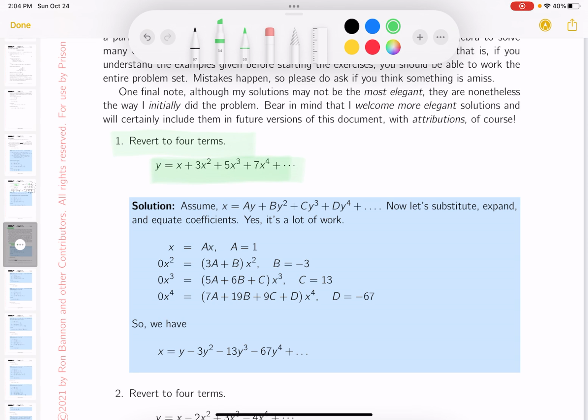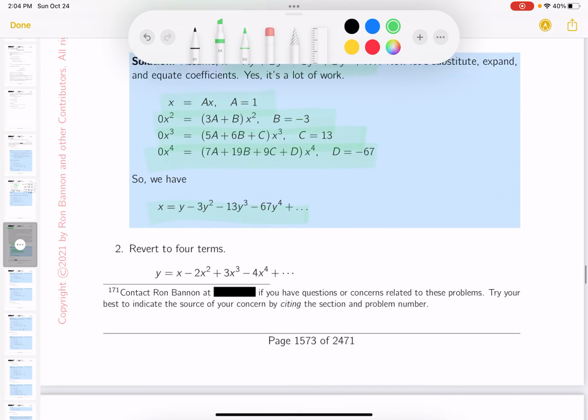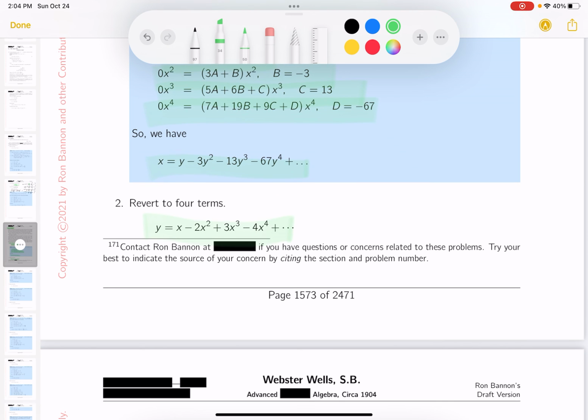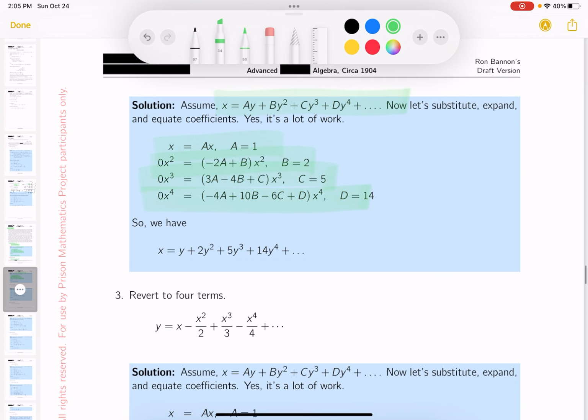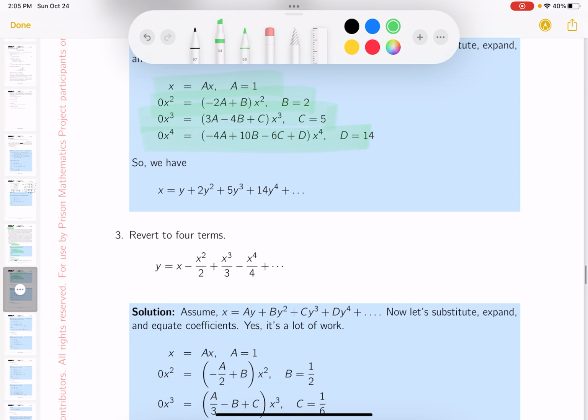I write down the steps for you, and I go through equating the coefficients for you in these problems. All right, get the reversion. Same thing for this one over here. I'll write the steps down for you. I'll do the substitutions. I don't do all the work for you, but you'll get those coefficients. You get those numbers.